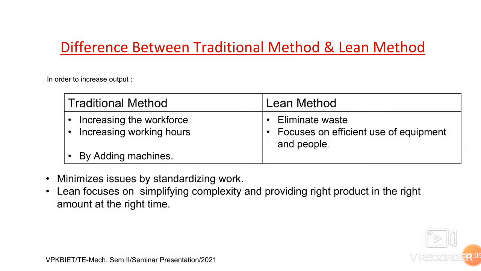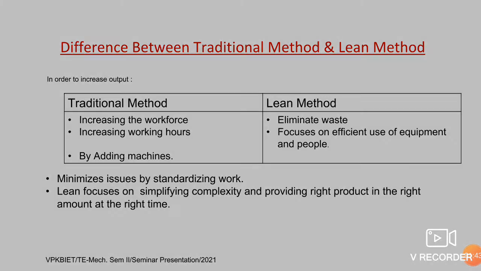So, here is the difference between the traditional method and the lean method. In the traditional method, increasing output can be achieved by increasing the workforce, increasing the working hours, or adding machines. Whereas in the lean method, it can be achieved by eliminating waste, focusing on efficient use of equipment and people. Lean minimizes issues by standardizing the work. Lean focuses on simplifying complexity and providing the right product in the right amount at the right time.